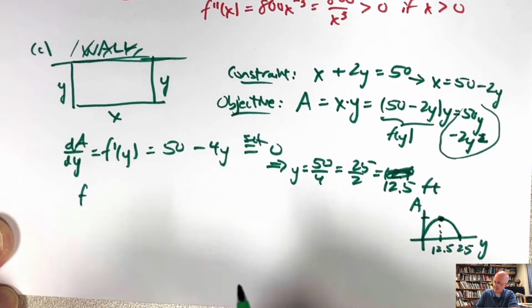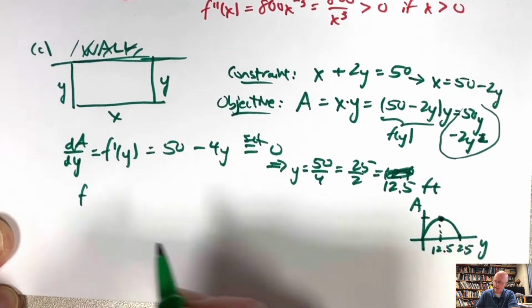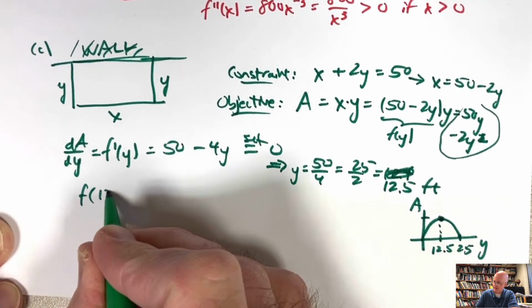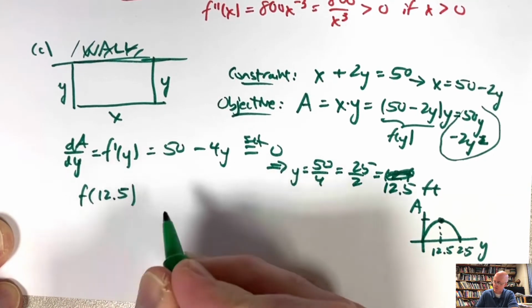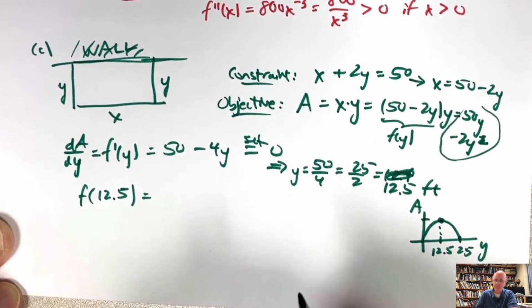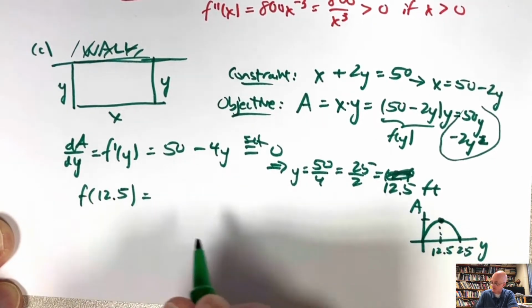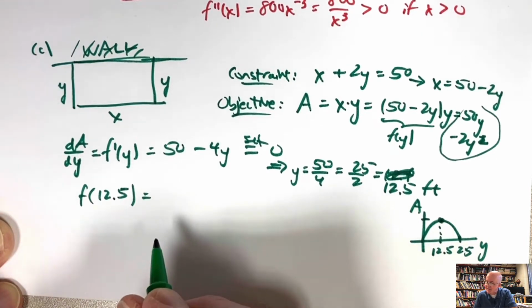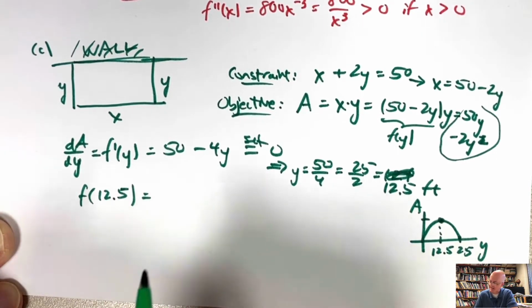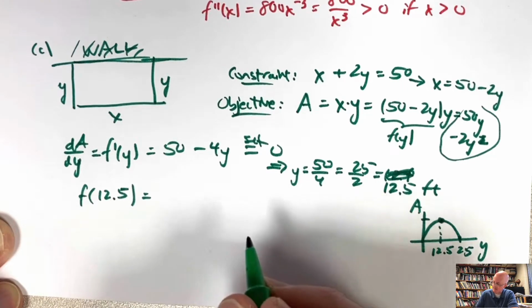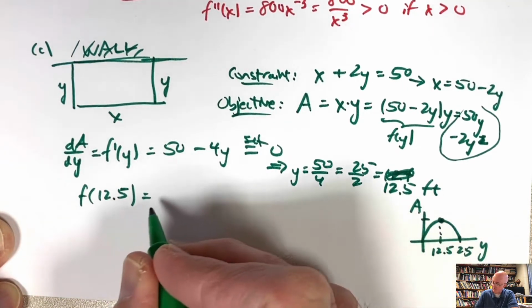And what is that maximum area? We could plug in 12.5 into f. Actually, this is not what the problem is asking for. It's asking for the actual maximum area that you can enclose, which I'm not quite doing yet. Well, actually, I am doing it. Excuse me. I was thinking it was asking for the dimensions. It is actually asking for the maximum area itself. y is 12.5 feet. What's the maximum area?